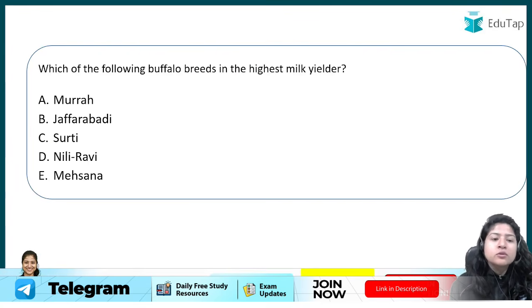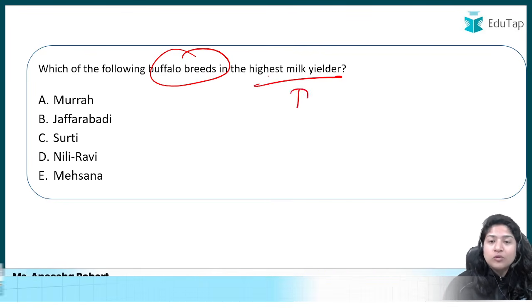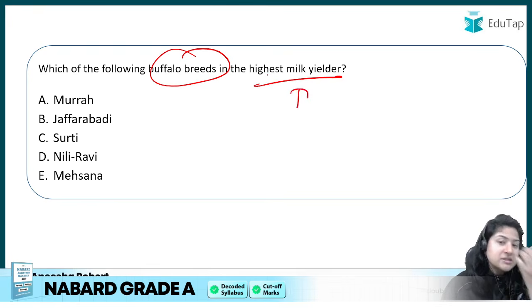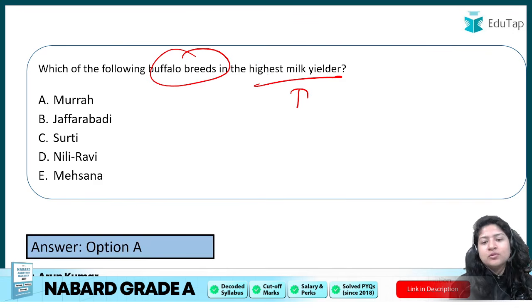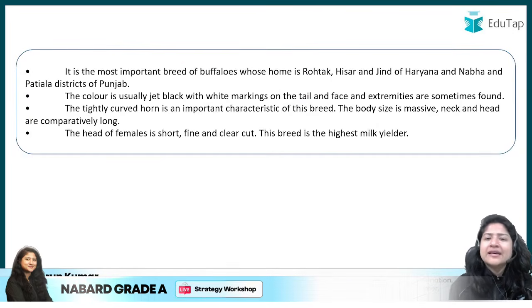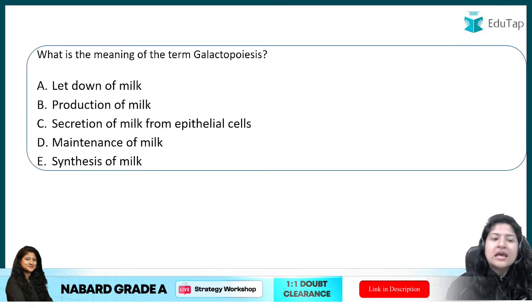Next, coming to: which of the following buffalo breeds is the highest milk yielder? Again, if you keep on counting, you will see there are so many questions from animal husbandry, right? Option A, Murrah, is the correct answer. Again, all these things are part of your syllabus.